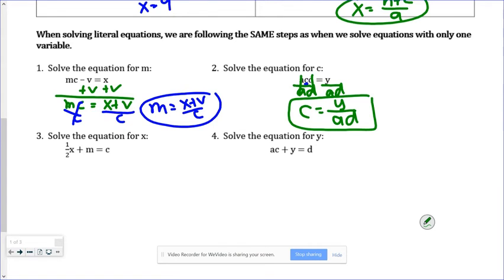Okay, then number 3, we have to solve for x. I'm going to underline it. Okay, so I need to move m first. So I need to subtract m from both sides. Okay, so I have 1/2 x equals c minus m. Remember, you have to do reverse PEMDAS. So subtraction and addition come before multiplication and division. So now I need to get rid of this 1 divided by 2. So the opposite of division would be multiplication. So I'm going to times both sides by 2.